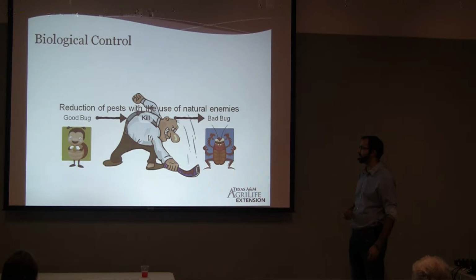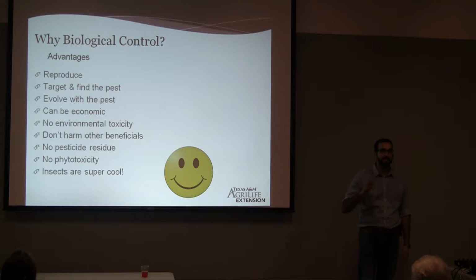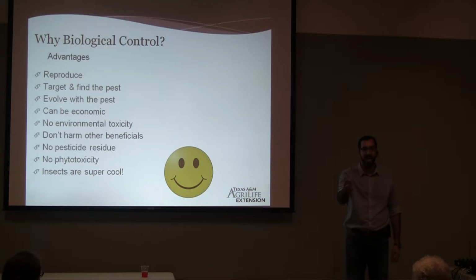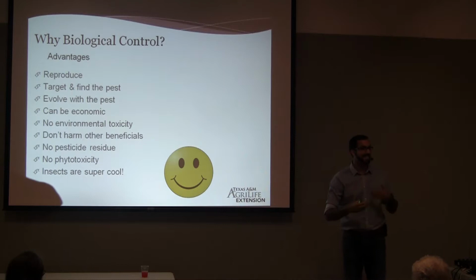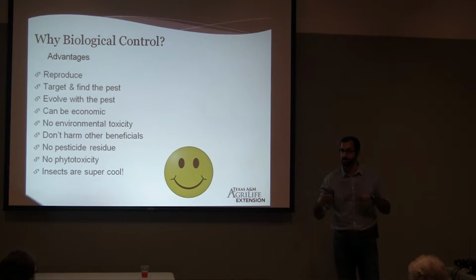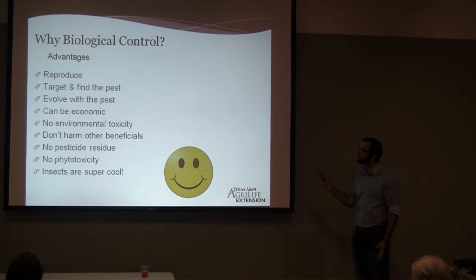So some of the advantages. Just imagine something you can spray that will find the pest for you, eat it, and also lay eggs and make more of itself. That's basically a biological control. Additionally, it will adapt and evolve with your pest, so you're never going to get resistance to it like with a pesticide. You also get no environmental toxicity. It can be economic, not always. Sometimes people just do it because they prefer it. Other times, it can actually be a more economic solution. You also get no pesticide residue on the plant, no phytotoxicity, and insects are just super cool. If I haven't convinced you of that, I'm sorry.